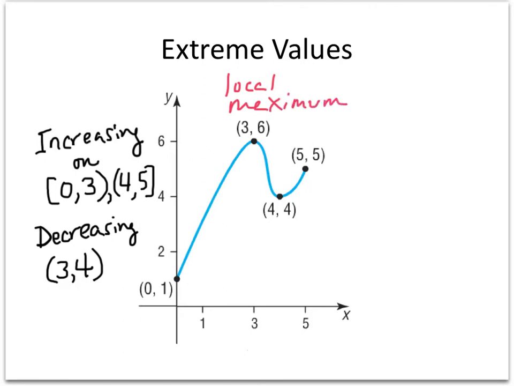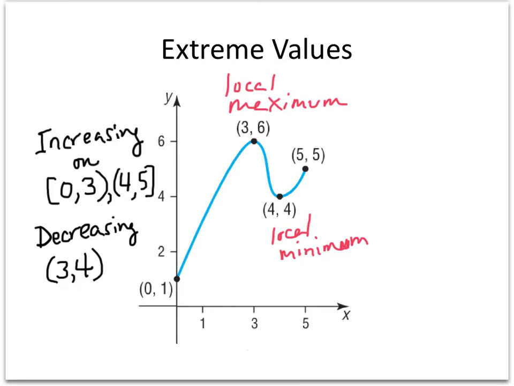So it's a maximum because this y value, y equals 6 here, is the biggest y value in the neighborhood. That's the biggest y value we see near x equals 3. Similarly, at x equals 4, that's a local minimum. And again, because that y value, y equals 4, is the lowest y value we see in the neighborhood.